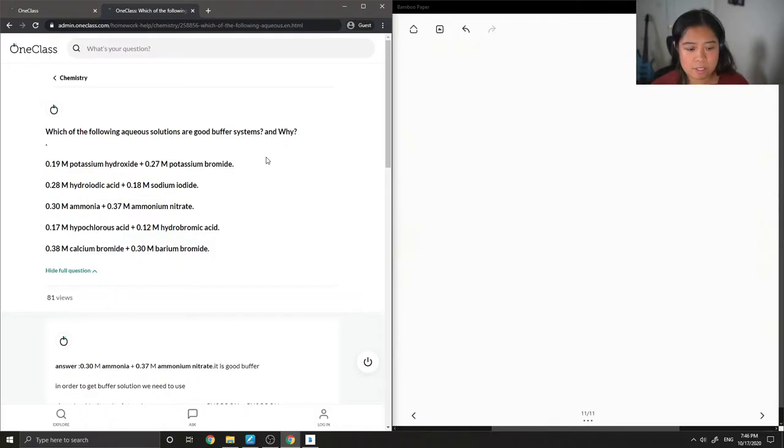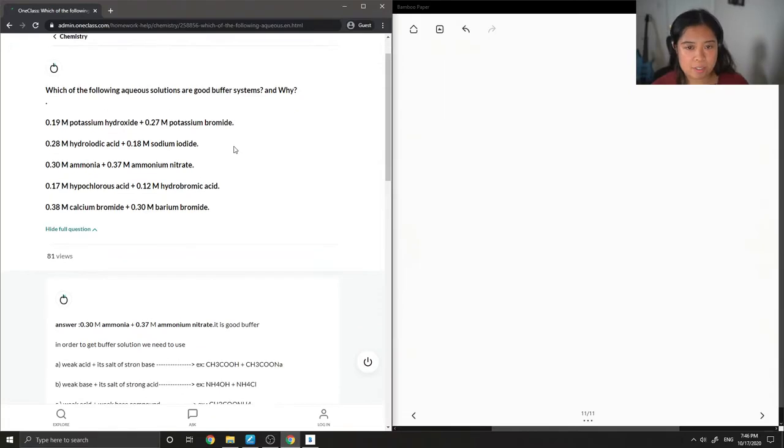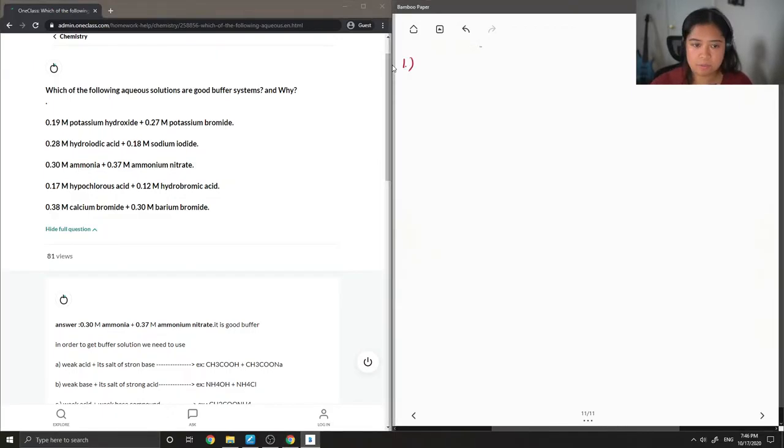The first question asks, which of the following aqueous solutions are good buffer systems and why? We have potassium hydroxide and potassium bromide. Let me just write down, before I go through all of the different options, what makes a good buffer system.